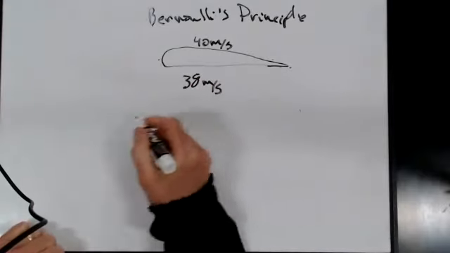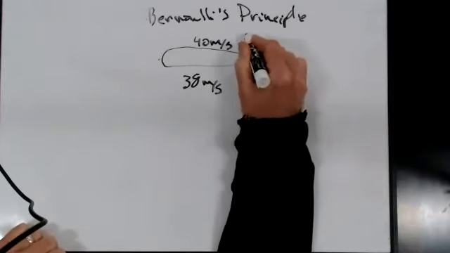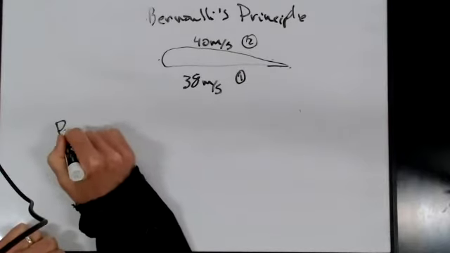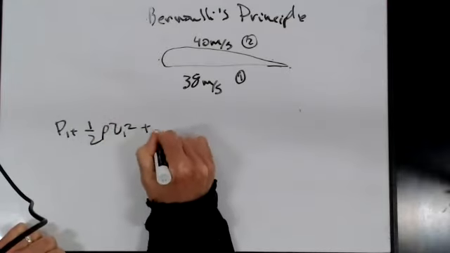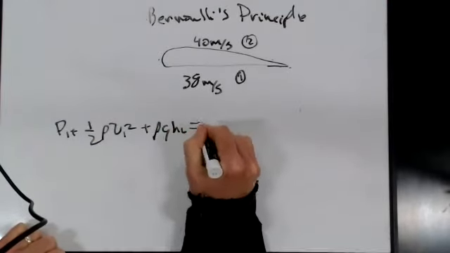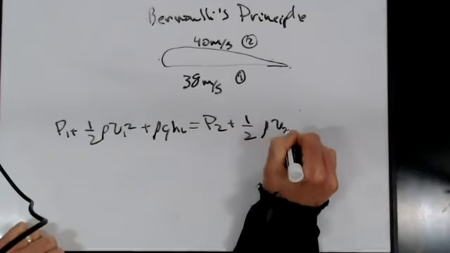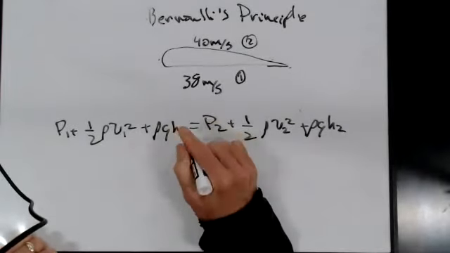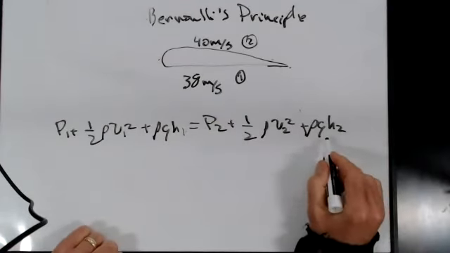But so again, this is a Bernoulli's problem. And so we can identify the two positions. I'll call this one 2 and this one 1. And we say P1 plus 1/2 rho V1 squared plus rho G H1 equals P2 plus 1/2 rho V2 squared plus rho G H2. And again, there are a few things you sort of have to just have a little experience with.